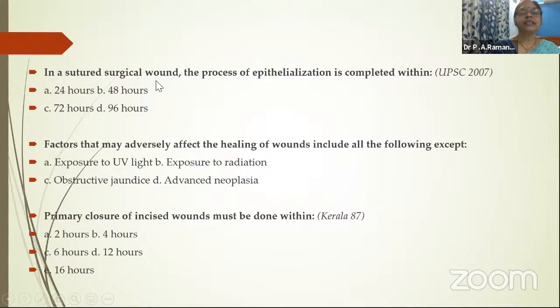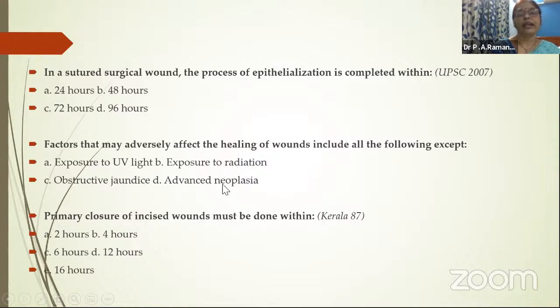In a sutured surgical wound, the process of epithelialization is completed when? I have told you, primary intention, you're closed. When will the process of epithelialization be completed? It is bridged within 24 hours, but the epithelialization is completed within 72 hours. Okay, so the process has started and is completed. So 72 hours.